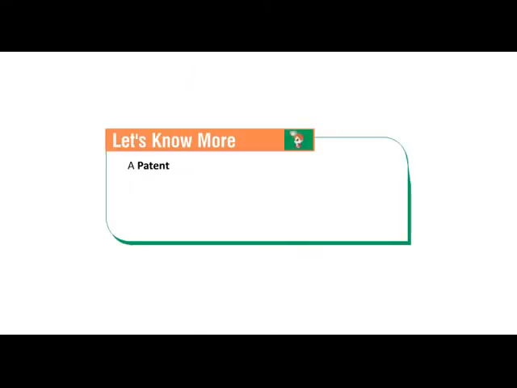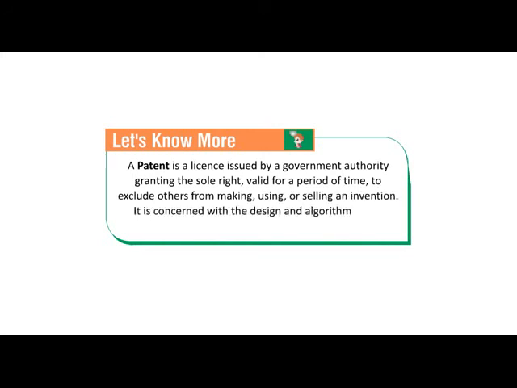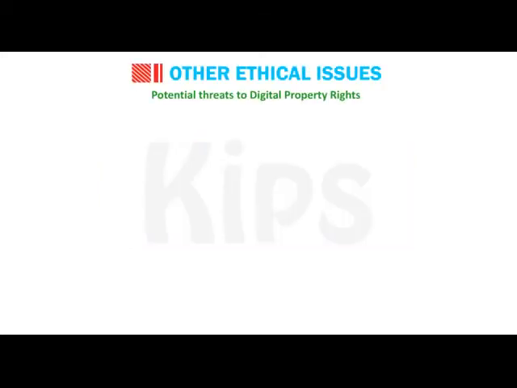Students, let's know more. A patent is a license issued by a government authority granting the sole right, valid for a period of time, to exclude others from making, using, or selling an invention. It is concerned with the design and algorithm of the product rather than the entire product.